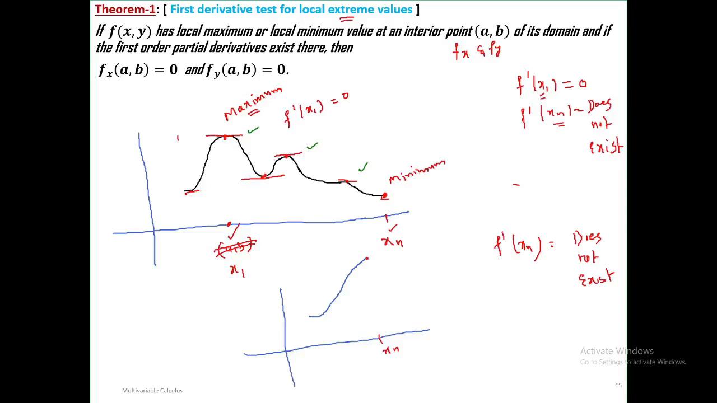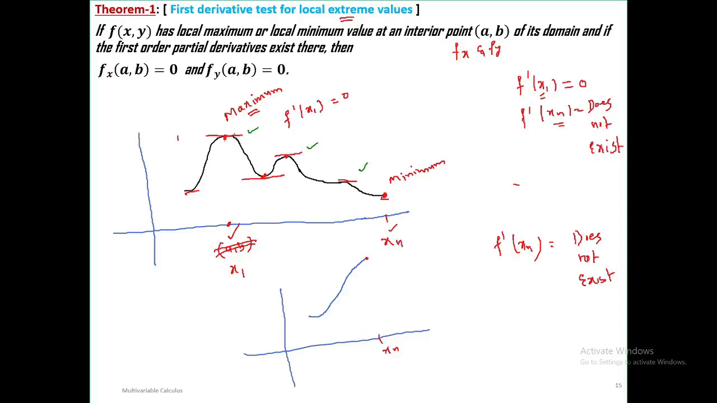So if f of x comma y has a local maximum or local minimum value at an interior point a comma b, now I am looking at interior points only. We should not consider boundary points like xn in the previous two graphs, and here x0, because these are boundary points. So at interior points, if the derivatives vanish, that means at that point a local maxima or local minima exists.